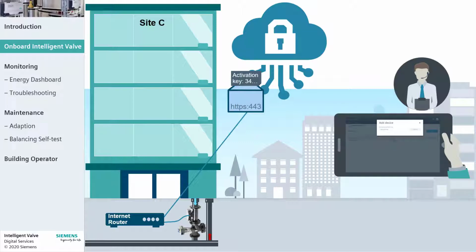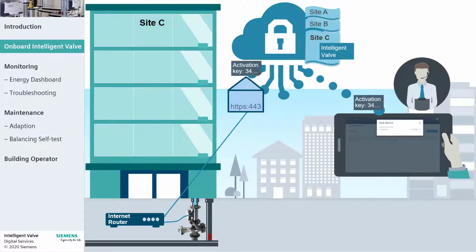To onboard the Intelligent Valve in the Siemens Cloud and use digital services, create a new site and attach the Intelligent Valve to it. Next, assign the registered Intelligent Valve to the site by entering the unique activation key. The key is imprinted on the Intelligent Valve controller box, or it can be read out from ABT Go. Let's demonstrate this procedure while we connect to the Building Operator.